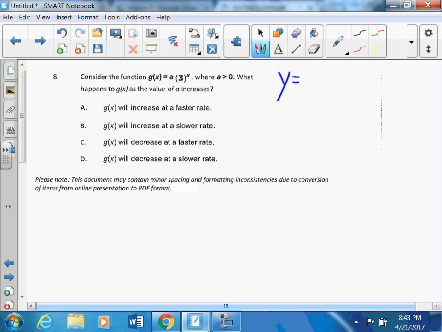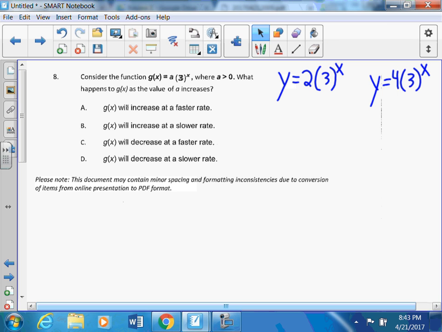So y equals, let's go with 2 times 3 to the x power. And then let's compare that to y equals 4 times 3 to the x power. So what happens when a increases from 2 to 4? Basically that is what we're trying to figure out. What would happen with the function?